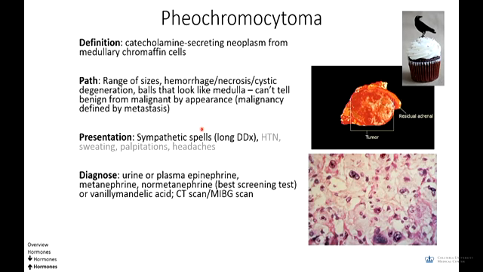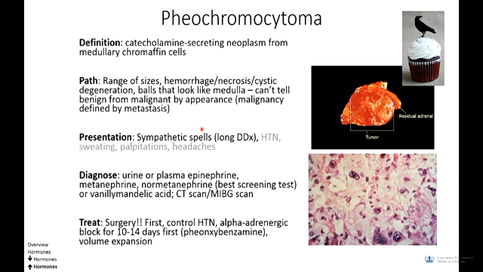To diagnose it, you look in the urine or in the plasma for these catecholamines, and then you can also do a CT scan or an MIBG scan. MIBG will specifically look for pheos. Once you find it, you can take it out. But first, you've got to make sure that you control that hypertension. The biggest thing about pheos is that they've been pumping out these catecholamines, and their body's gotten used to these amounts of catecholamines. So if you just take that thing out, then they're going to crash.